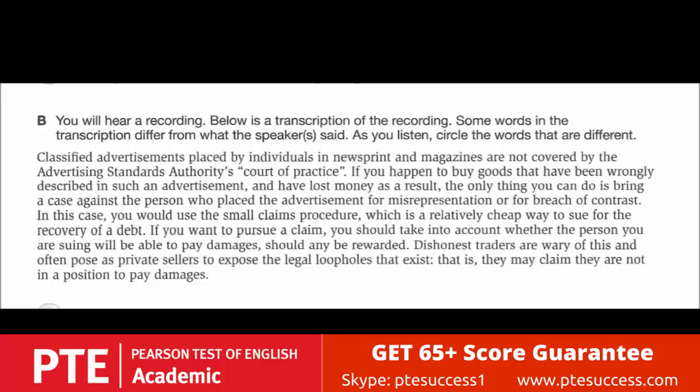In this case, you would use the small claims procedure, which is a relatively cheap way to sue for the recovery of a debt. If you want to pursue a claim, you should take into account whether the person you are suing will be able to pay damages, should any be awarded. Dishonest traders are aware of this and often pose as private sellers to exploit the legal loopholes that exist. That is, they may claim they are not in a position to pay damages.